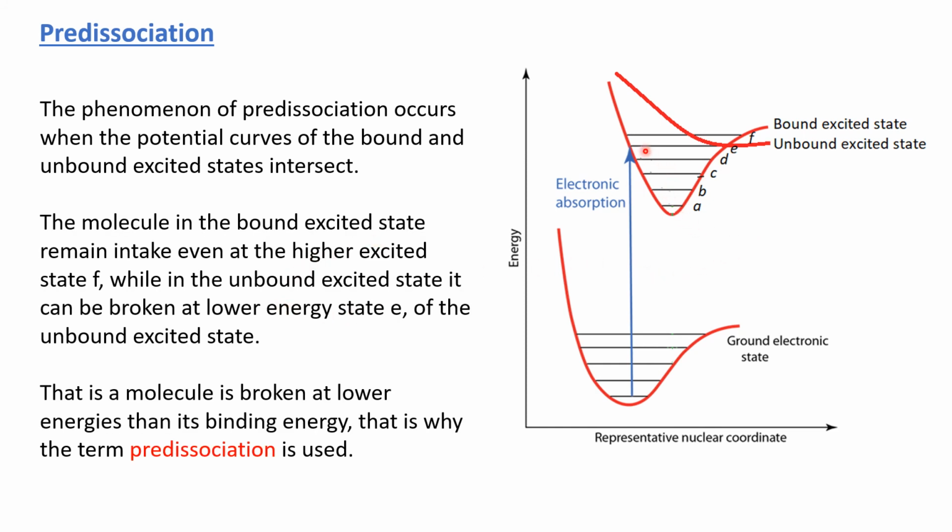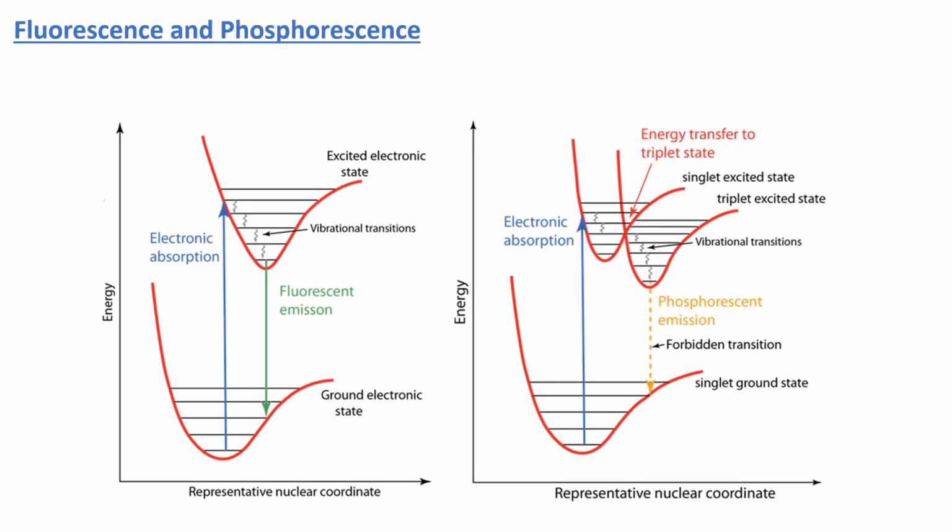For example, if the molecule is here at the F state in the bound state, it will not dissociate. However, if it is at the lower energy E state in the bound state, there is a probability of dissociation. So here the molecule dissociates at energy lower than its binding energy. That is why it is called the phenomenon of pre-dissociation, that you can dissociate or break the bond at energies lower than the binding energies.